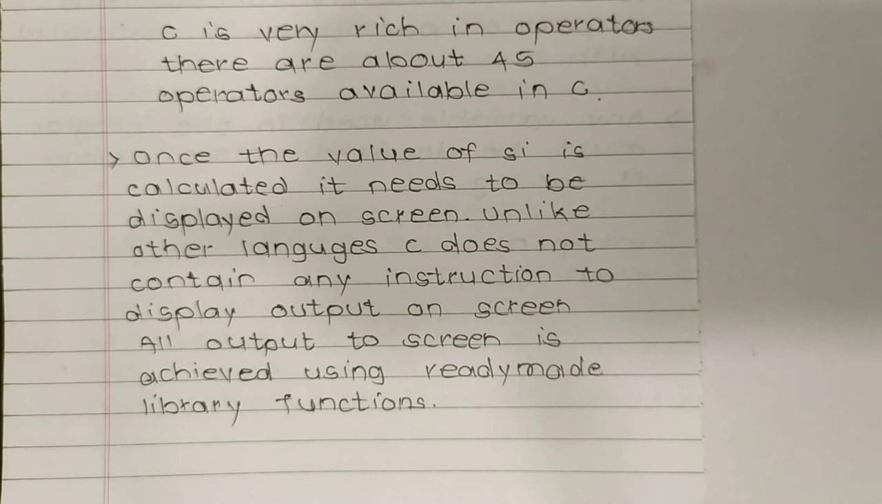Once the value of SI is calculated, it needs to be displayed on screen. Unlike other languages, C does not contain any instructions to display output on screen. All output to screen is achieved using ready-made library functions. So we have to print this information on screen. That is printf.